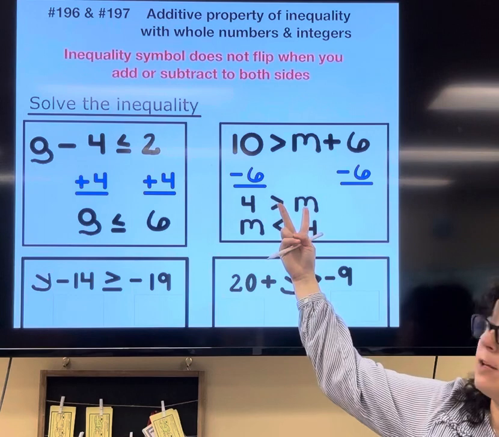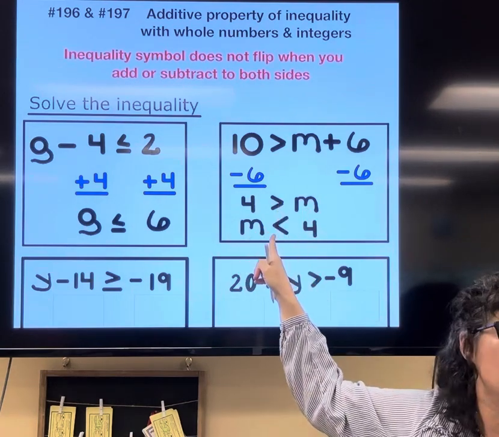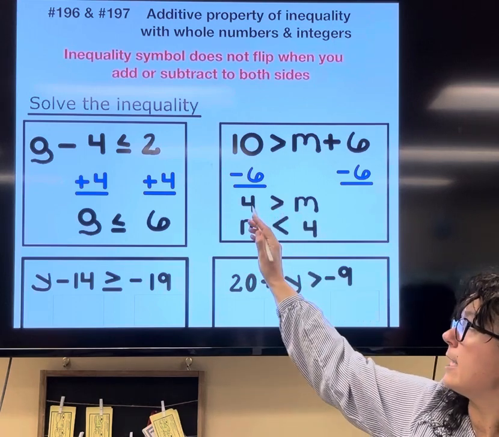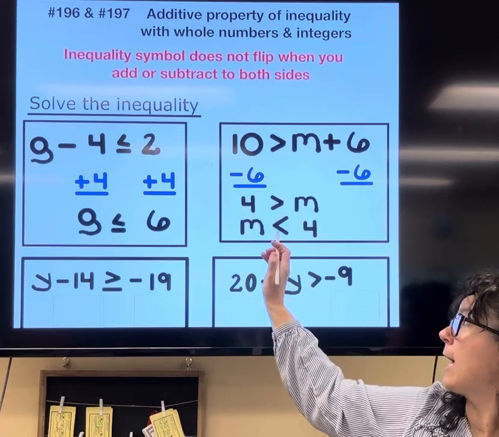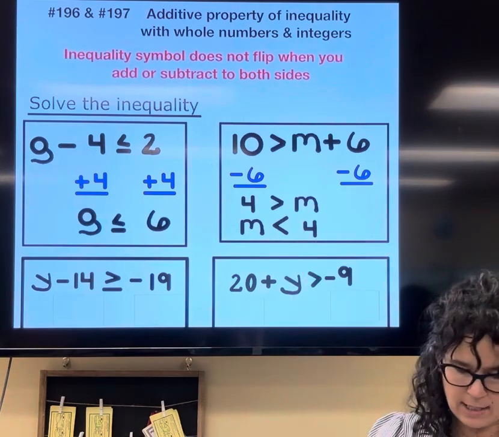So if you flip-flop those to get the letter to be in the front, then you need to flip-flop the symbol. Because the alligator is eating the bigger one, which is 4, and it's still eating the 4 when I move that around. Okay, just a little subtlety.